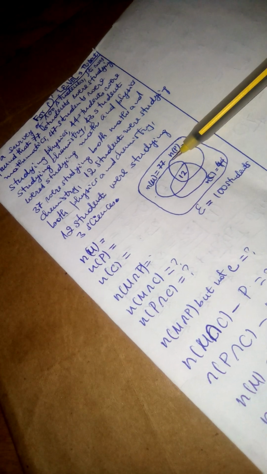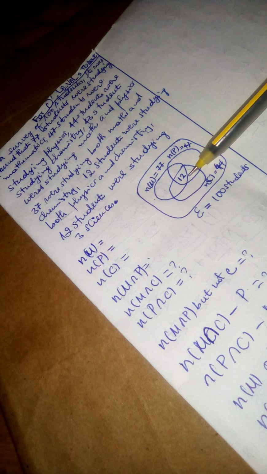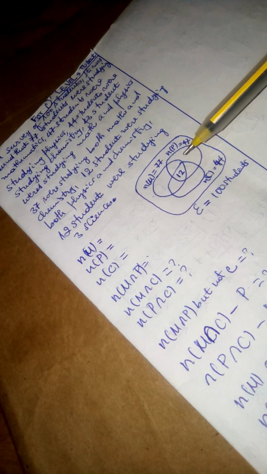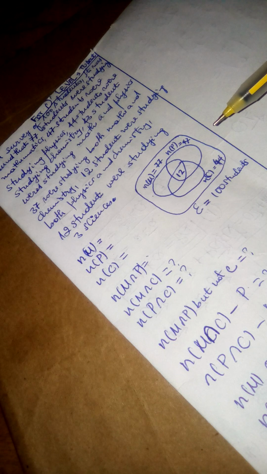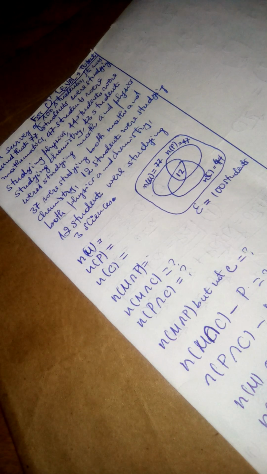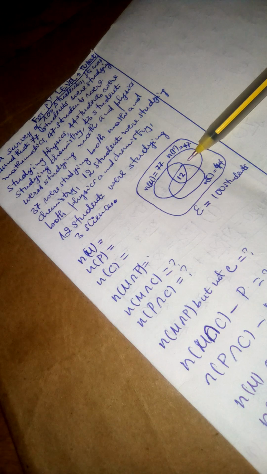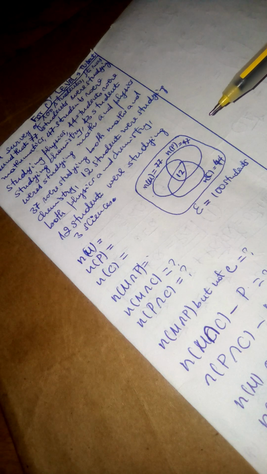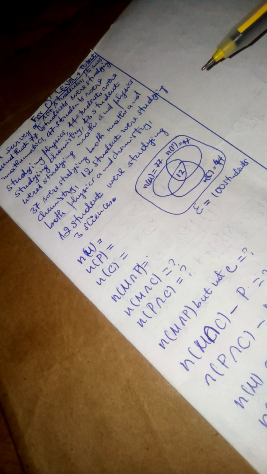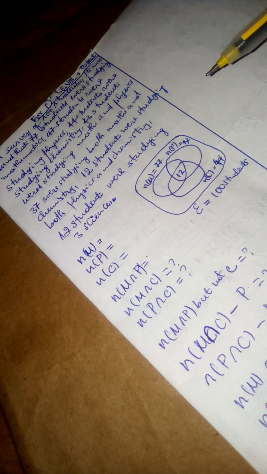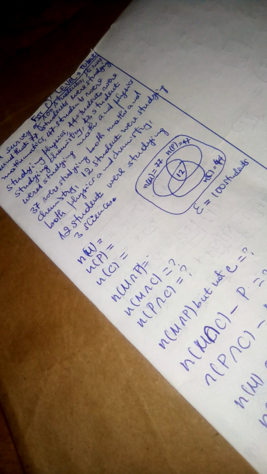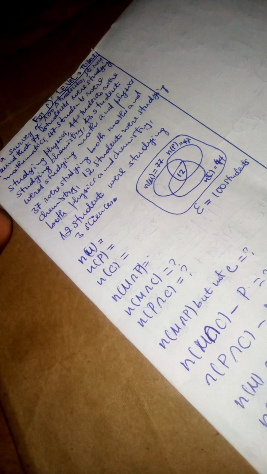So here is the Venn diagram that represents the information given in the problem. To fill in the information in this Venn diagram, we need some calculations which depend on the given information and on the relationship between one set and the other. So let's see how this can be cleared.